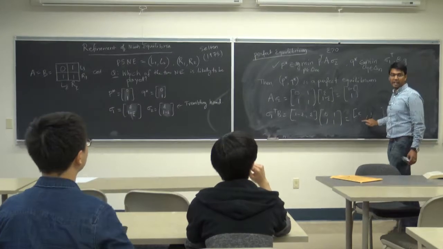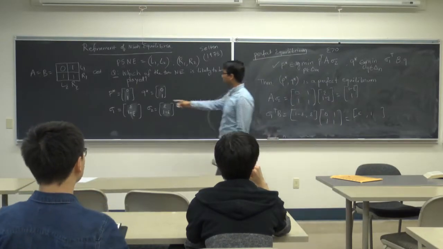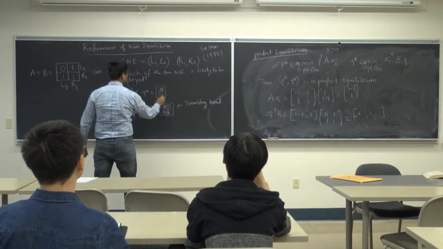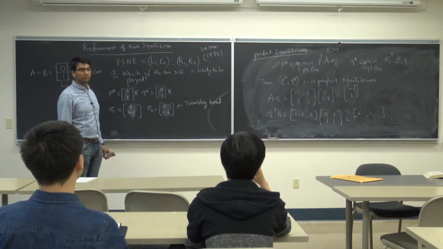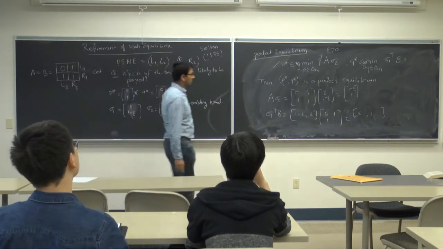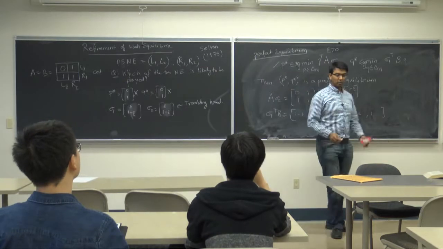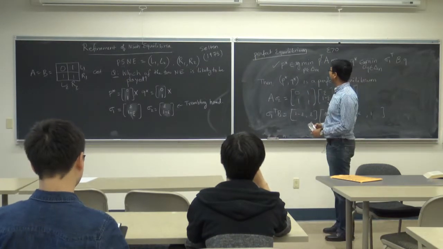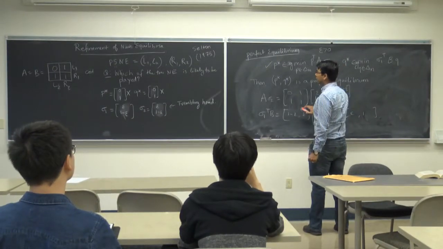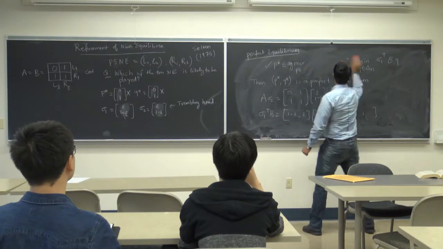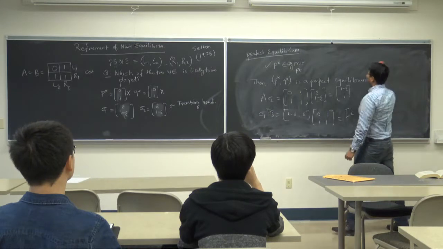Same thing will happen for the second player also. So P star is not a best response, not a best response. Therefore, it's not a perfect equilibrium. Okay, so what's the rigorous definition of perfect equilibrium? This is a hand wavy definition. I want to make it more rigorous.